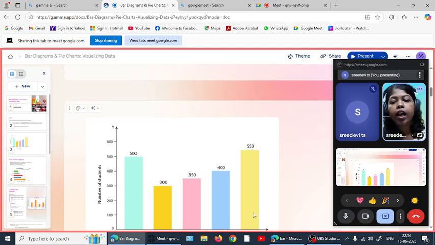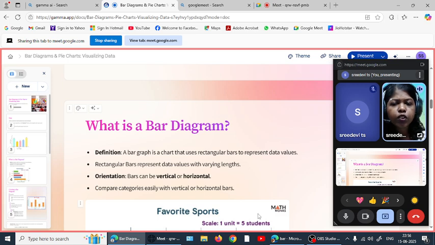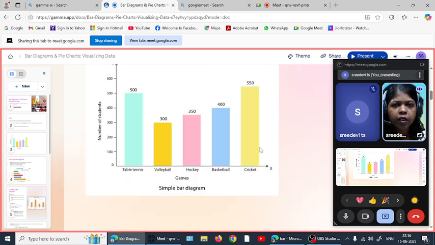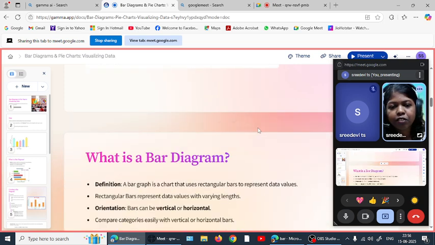Actually, you can see different heights here. Why do these vertical bars have different heights? Yes, the values are different. The values are different, that's why the heights are different. Yes, that's it. Very good.